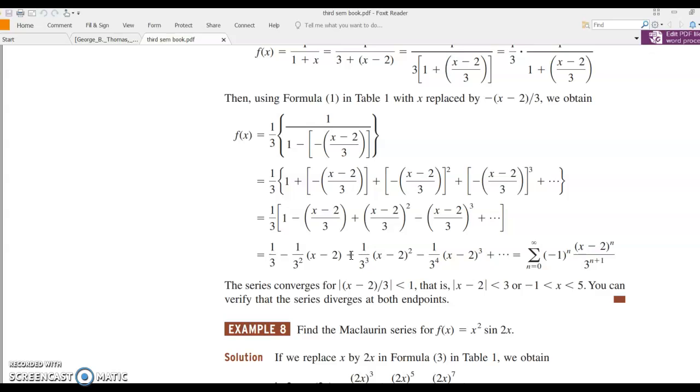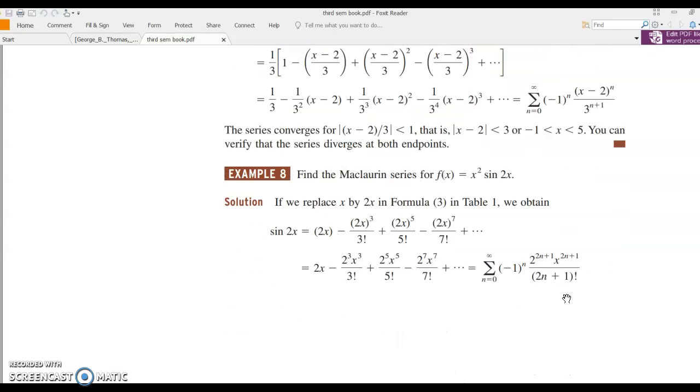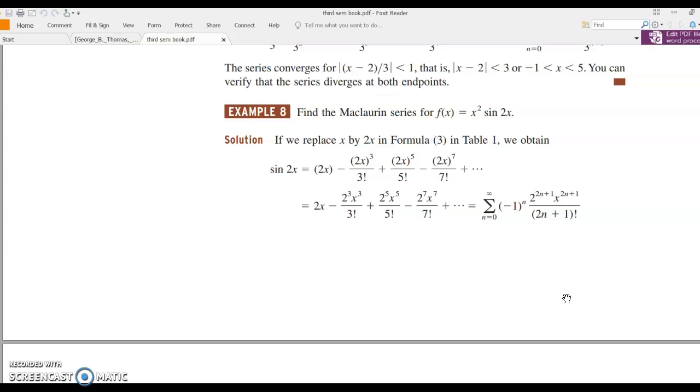So in the place of x here, minus of (x minus 2) by 3. So 1 by 1 minus x expansion holds for mod x strictly less than 1. So mod (x minus 2) by 3 strictly less than 1, that is mod (x minus 2) is strictly less than 3, or x lies in between minus 1 to 5. This is an easiest technique in order to find out the Taylor series or Maclaurin series.